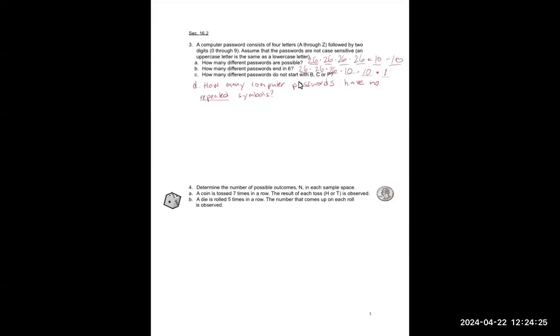Okay, how many different passwords do not start with B, C, or P? So let me just write this one a little further down, and you'll know that this is the answer to C. So I'll just write, this is C down here. So that means my starting letter has three fewer options. This used to have 26 options, it used to be any letter it wanted, but now B, C, or P, that's three. So I take away three, and that leaves me with 23 options because it could be anything but B, C, or P. So my first letter has to be one of the 23 letters that are not B, C, or P.